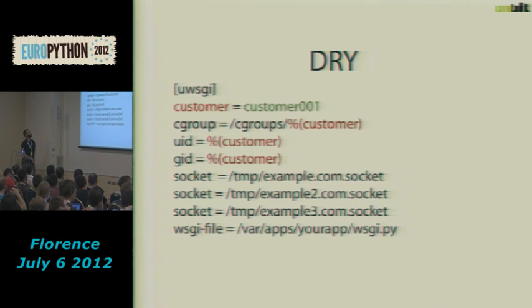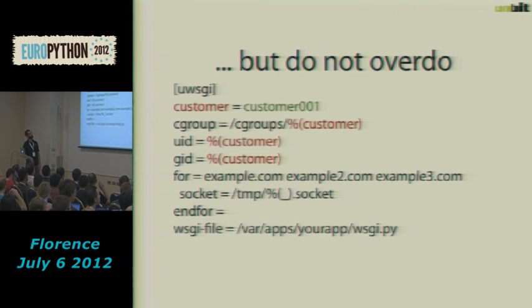The uWSGI config parser includes a lot of tricks. The one I suggest you to use is that one: use variables, placeholders in the uWSGI jargon. You set a custom variable, customer, map it to your customer user ID, and then you reuse it internally in that file. But do not abuse that config style.